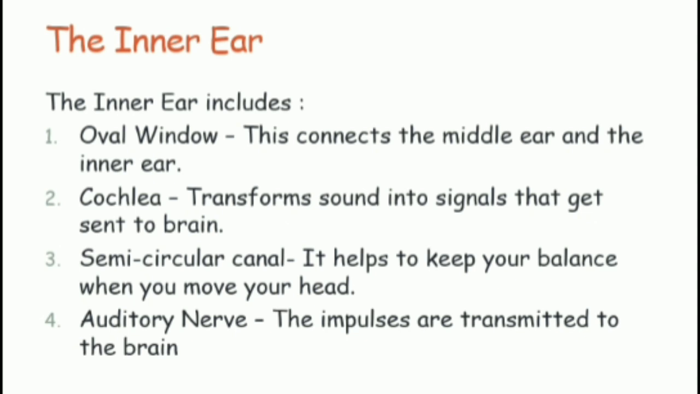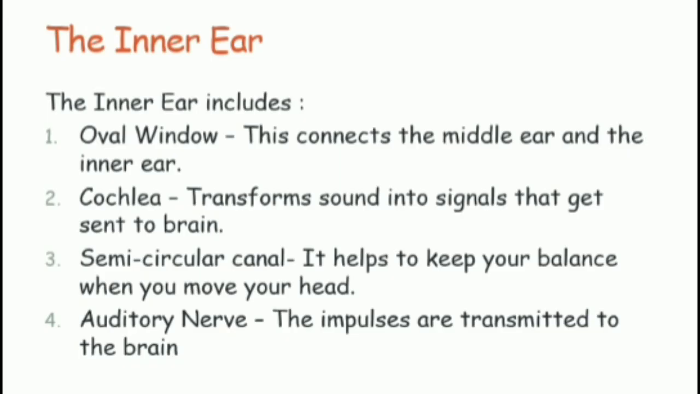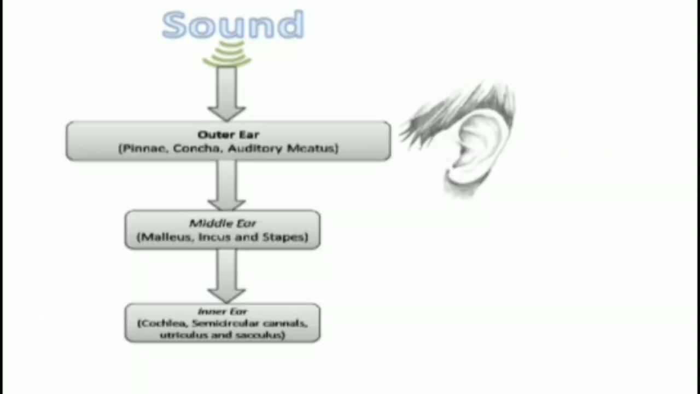Next, auditory nerve. Auditory nerve impulses are transmitted to the brain. Here is our cochlea. When the cochlea converts sound waves into nerve impulses, electrical impulses, here is our auditory nerve which is connected to our brain. Okay. So next, let's see.